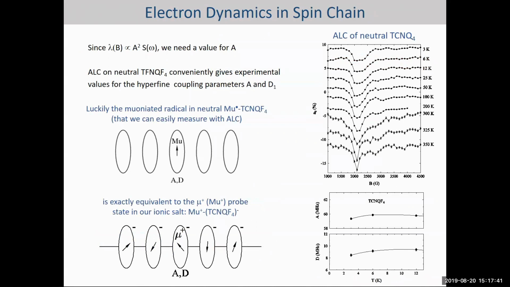So this is the case because if you come in with a muon, or with muonium, you basically bring your spin into the neutral molecule. So you've got a mu plus and an electron minus. It's exactly the same as when you have a TCNQ minus molecule and bring in a mu plus, which is what we have as the main probe site in the chain. So we can directly use these hyperfine values in the analysis.